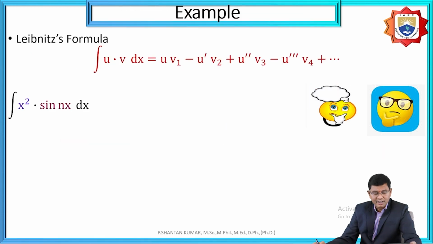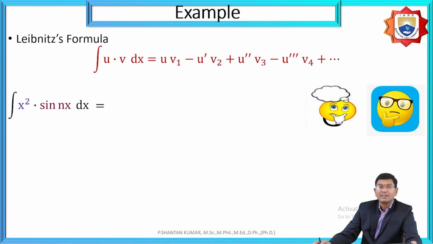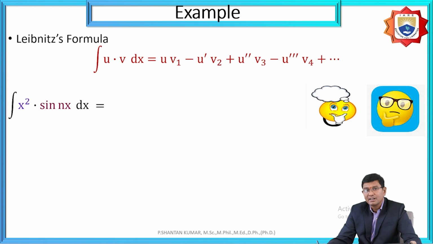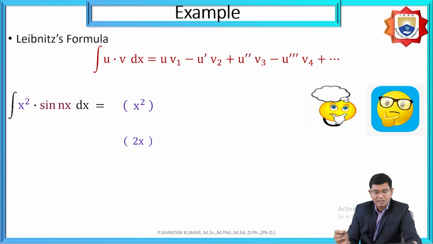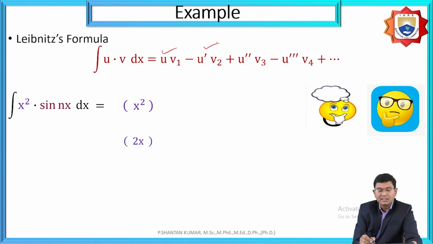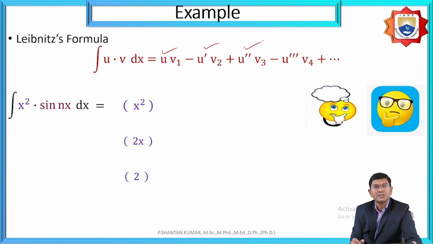And based upon the Leibniz formula, for example, the integration of x square sin x, based upon integrating by parts, ILATE or LIATE. If we consider it, the first one is u, and the second one is the derivative according to the formula: u dash is 2x, and one more time the second derivative, that is the two conditions.